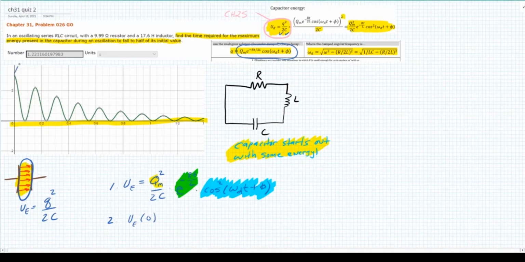Let's happen right out of the starting gates, right at the very beginning of our analysis. We're starting off at time equals 0. Let's take a look at what's going on right there, because that's our starting point. So that's going to equal QM squared over 2C, and here comes my decay term, e to the minus RT over L, where T is 0, and here comes my cosine part, cosine squared of omega d T plus phi.